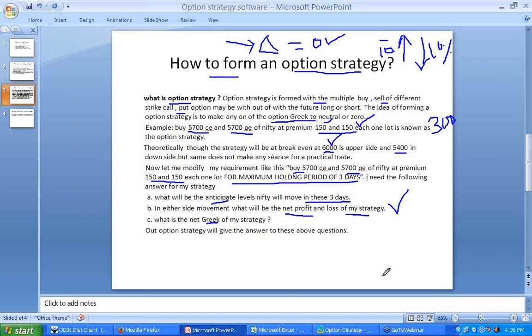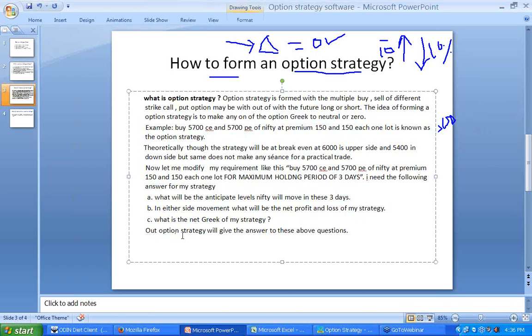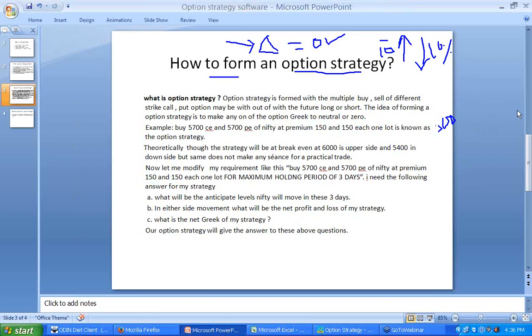These are the answers I need for my strategy, and these answers are very complex and powerful for an option trader. Any option trader needs these answers. So our software is going to solve that requirement for you. I am going to demonstrate that.